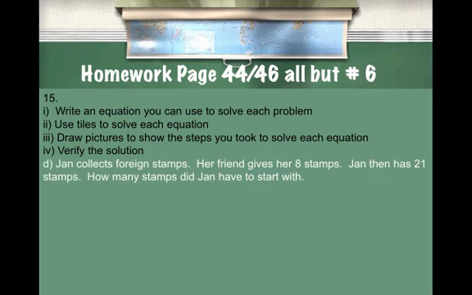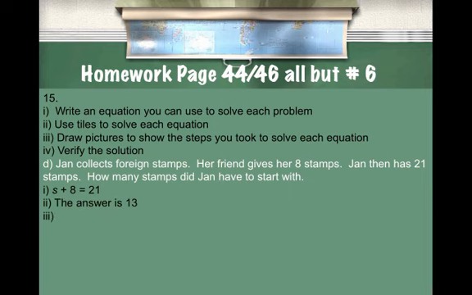Last one in question 15. Jan collects foreign stamps. Her friend gives her 8 stamps. Jan then has 21 stamps. How many stamps did she start with? So she has 21 total stamps. That would indicate it would be after the equal sign. Her friend gave her 8 stamps, so therefore that implies addition. S for stamps plus 8 equals 21. If we solve it, the answer is 13.